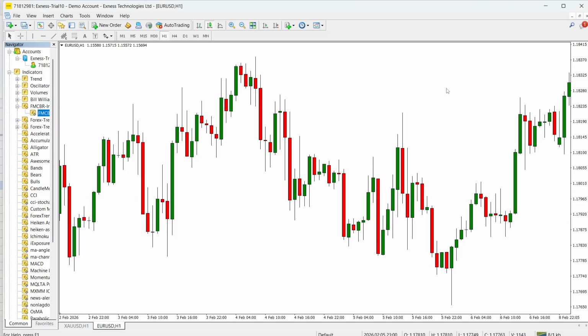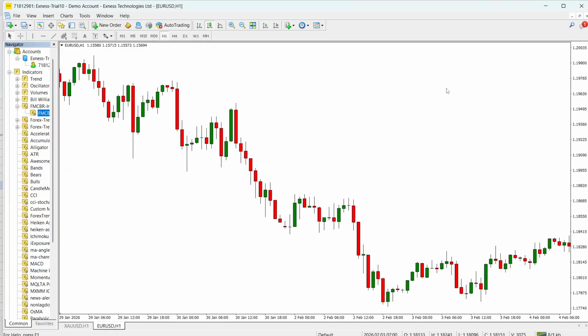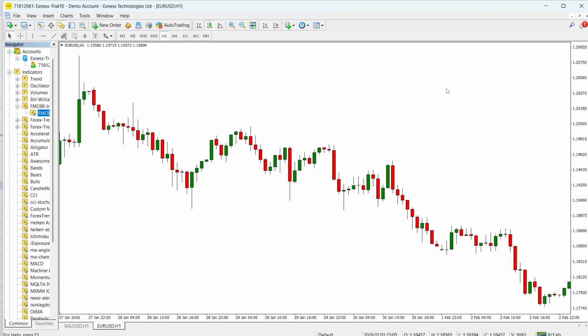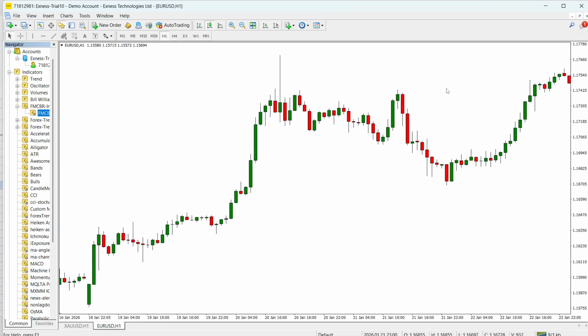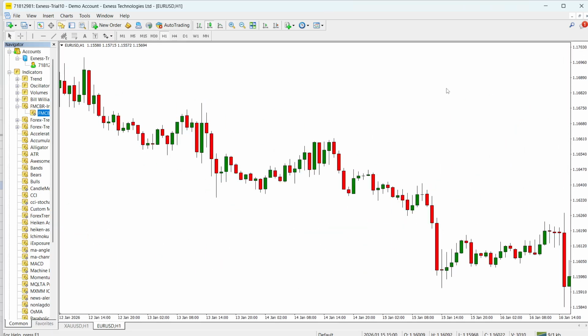Hello traders. In this video, we are taking a closer look at the Fractal Market Condition-Based Range or FMCBR indicator. We'll cover how this tool presents market condition information on the chart, what its readings imply about trend strength and volatility, and how it can fit into broader Forex analysis.